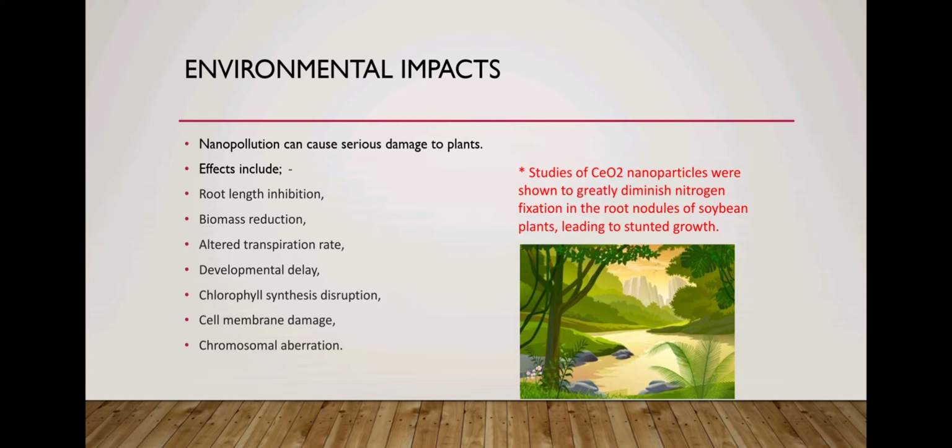Okay, so next we shall be talking about the environmental impacts, because nanopollution can cause serious damage to plants. This includes inhibiting root length, reducing biomass, altering transpiration rate, delaying development, chlorophyll synthesis disruption, damaging cell membranes, and chromosomal aberration. Studies show that cerium dioxide nanoparticles were shown to greatly diminish nitrogen fixation in the root nodules of soybean plants, which leads to stunted growth.